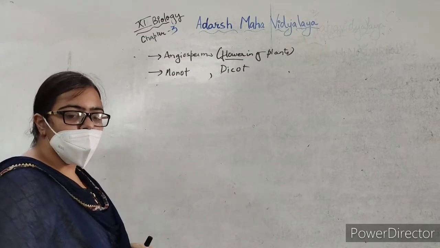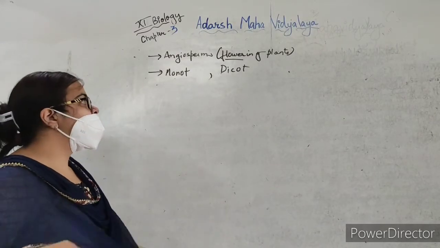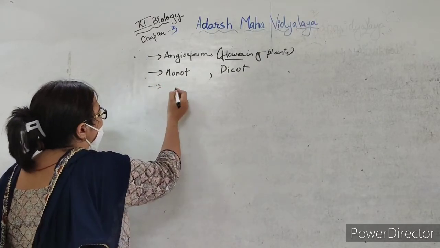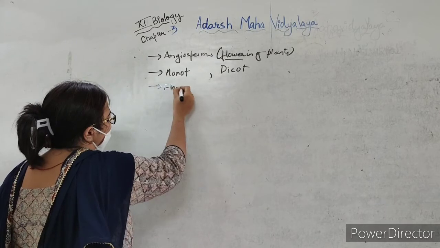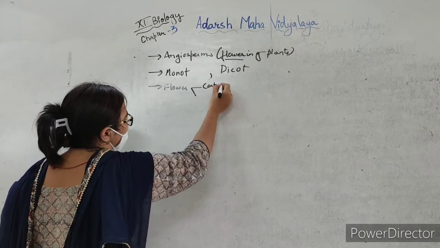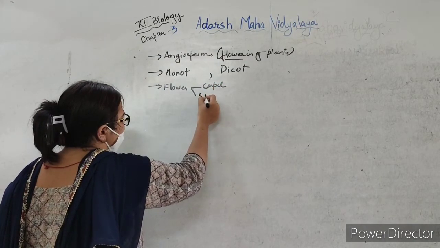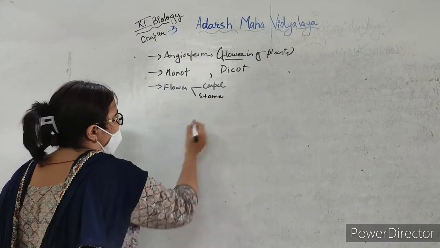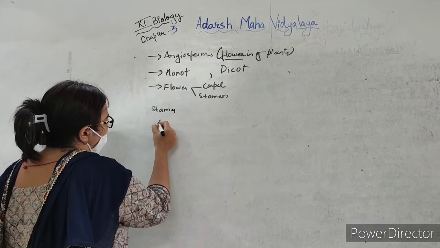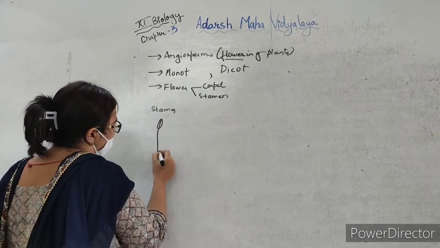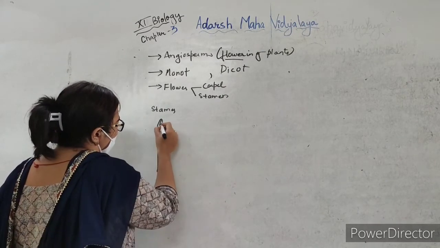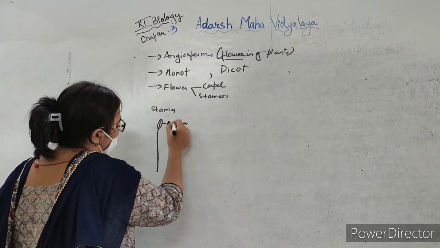Now when we are talking about angiosperms, we will talk about the flower, that is the main sexual organ. When we talk about flower, you have two things. One is the carpel, that is the female part, and the other is the stamen, that is the male part. The stamen will have an anther and a long stalk. This is the anther in which the pollen will be produced.